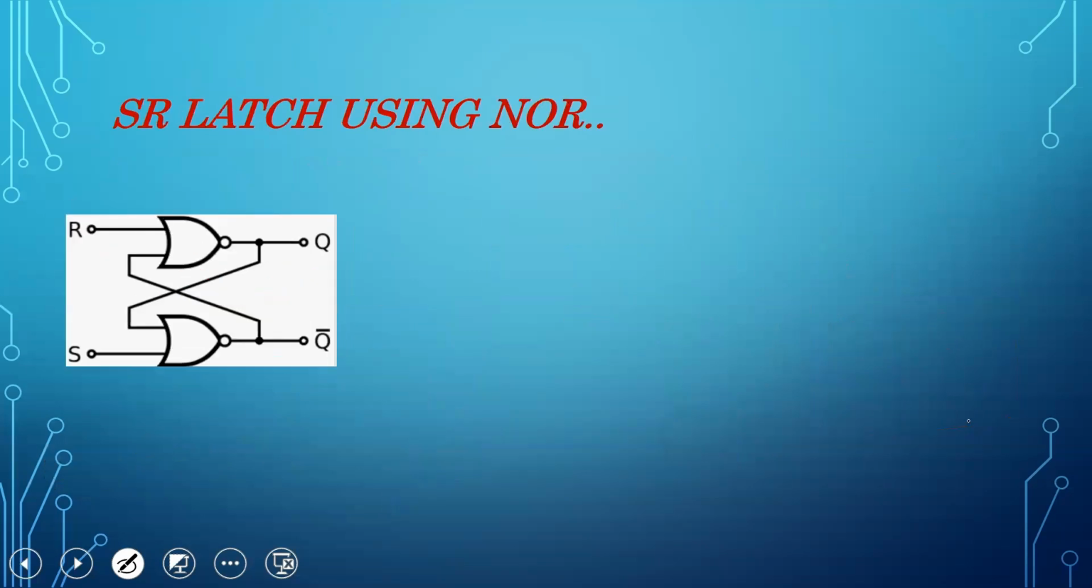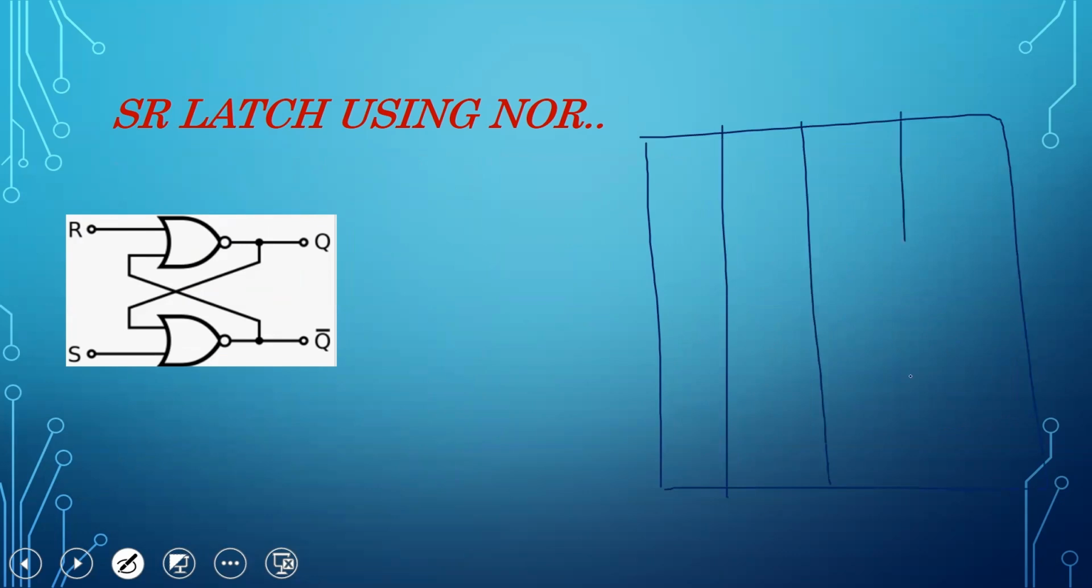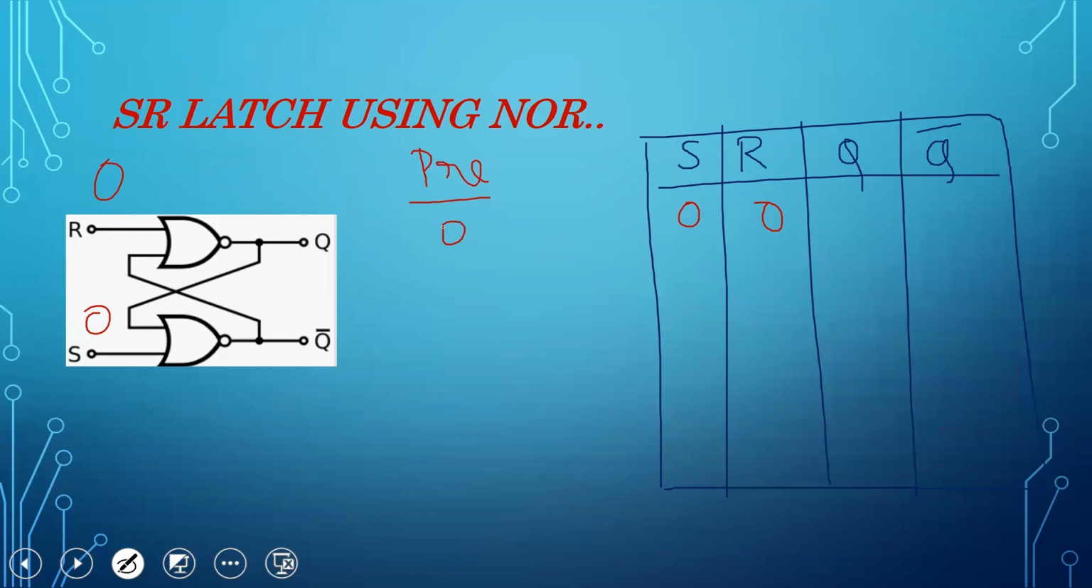Now we will see the SR latch using NOR gates. S, R, Q and Q bar. So when S is 0 and R is 0, we will assume the previous output values as 0 and 1. This is just an assumption; you can keep 1, 0 or anything. Now the next state.